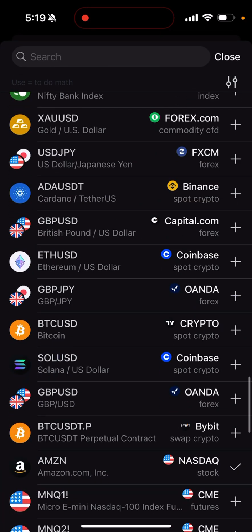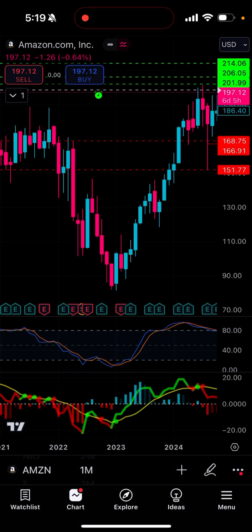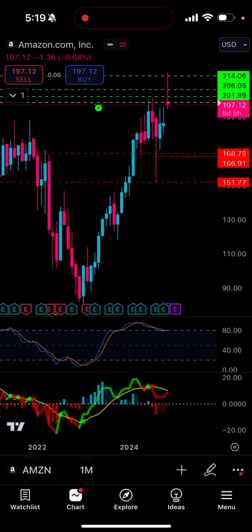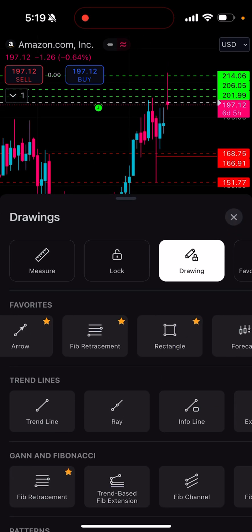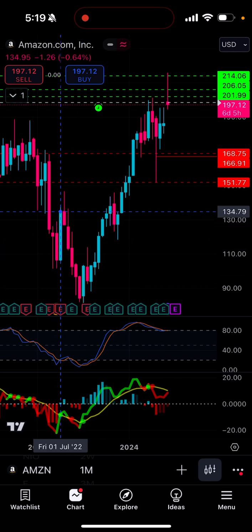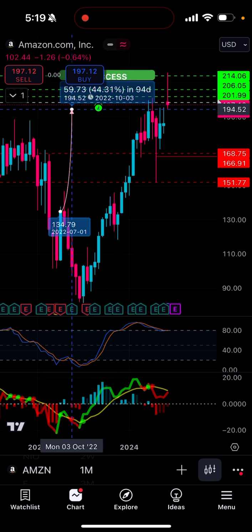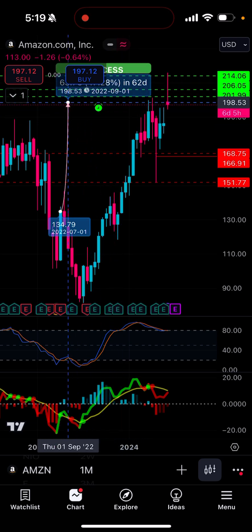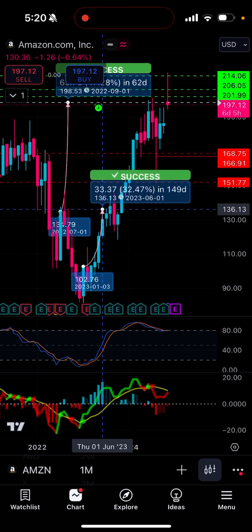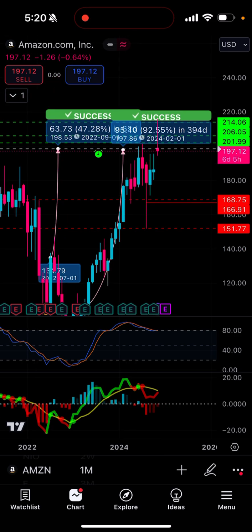Or, let's go with a random stock. I don't know, Amazon. Same thing, Amazon. Again, you're buying when that green trigger happens, right around here. So your first entry would have actually been here at 134. You would have been up 45% from where we are now. Your second entry would have been right here at $100. You would have been up 100% from when you purchased.